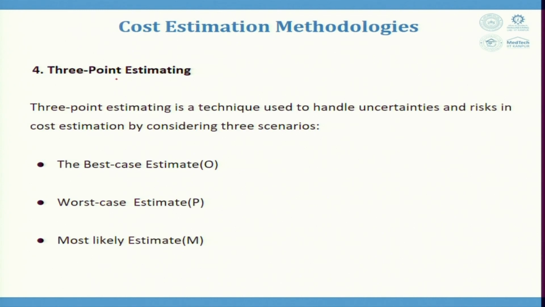The 3-point estimating model is one of those, where 3-point estimating is a technique which is used to handle uncertainties and risks in cost estimation by considering 3 scenarios: the best case estimate, the worst case estimate, and the most likely estimate. The best case estimate is the estimate of the cost of a project if everything goes perfectly. Worst case estimate is if everything goes wrong.